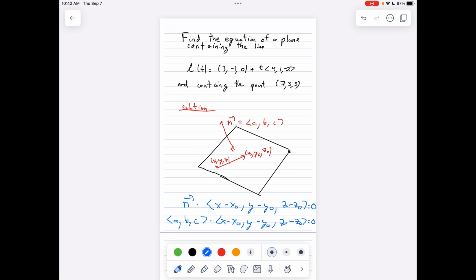All right, hello everyone. So today we're finding the equation of a plane containing the line L of t equals (3, -1, 0) plus the vector (4, 1, -2) scaled by t. Okay, and the plane itself also contains the point (7, 3, 3).